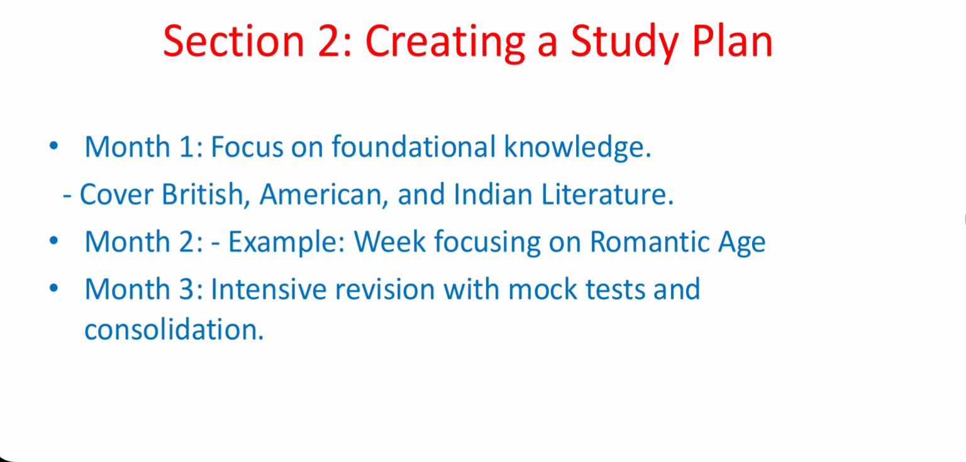Month 2, dive deeper into major authors and their contributions. Explore literary criticism and theory and start practicing previous years' question papers. For example, spend a week focusing on the Romantic Age and read works by authors like Wordsworth and Coleridge. Use summaries to aid your understanding.